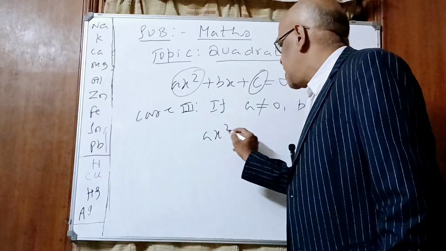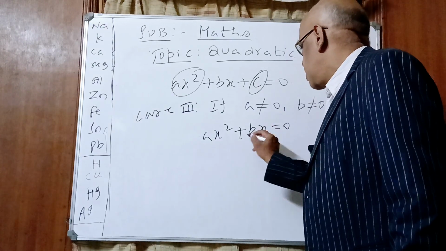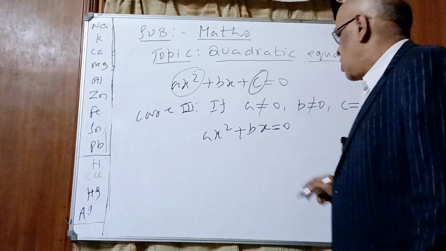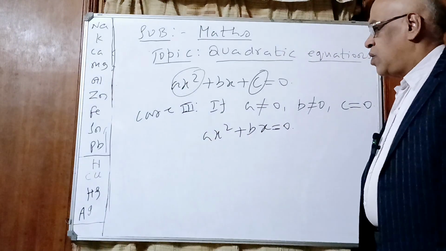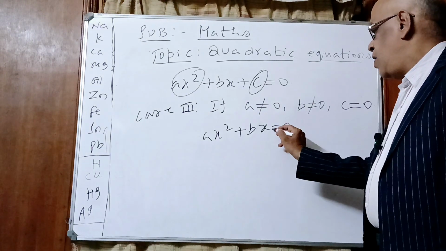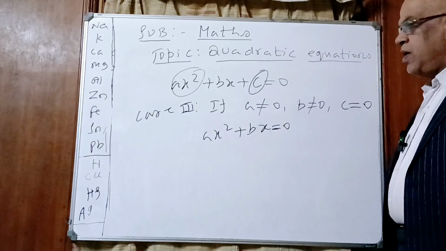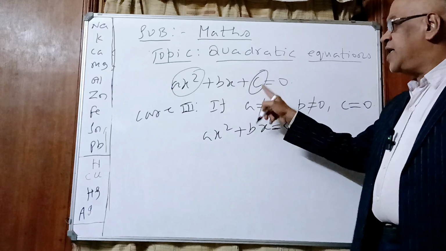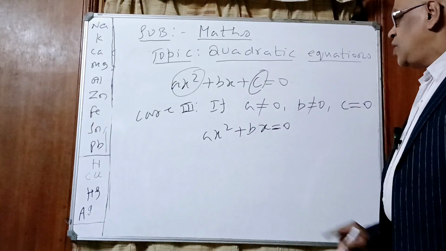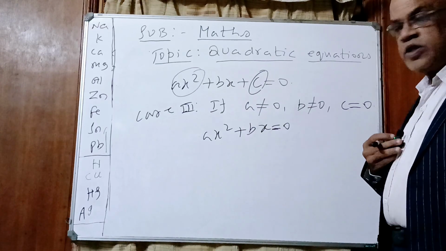What will remain, children? Ax square plus Bx is equal to 0. Now, what happened here, children? From the standard equation, C vanishes. Ax square remains because A is not equal to 0. Bx remains because B is not equal to 0. Yes or no, children?